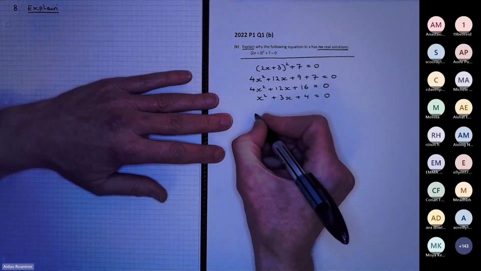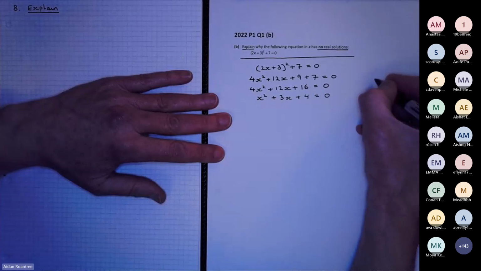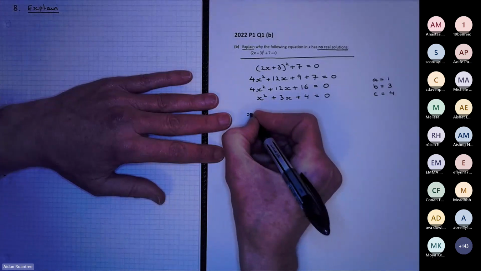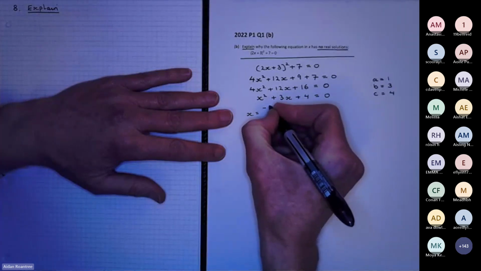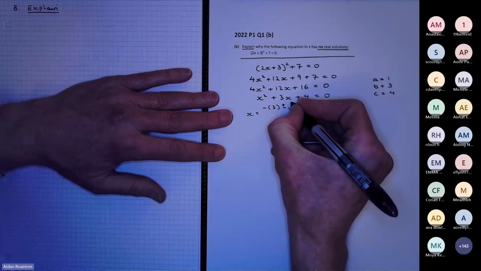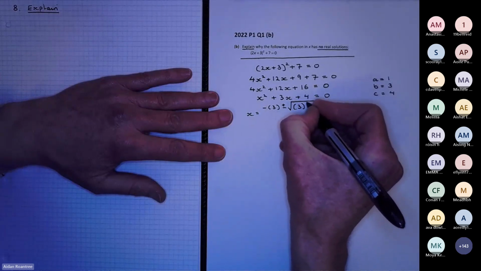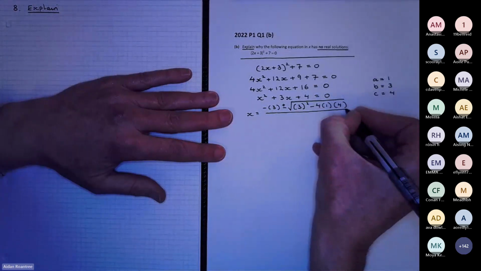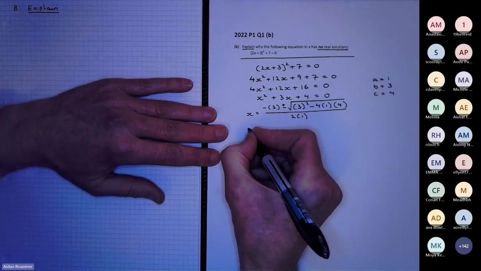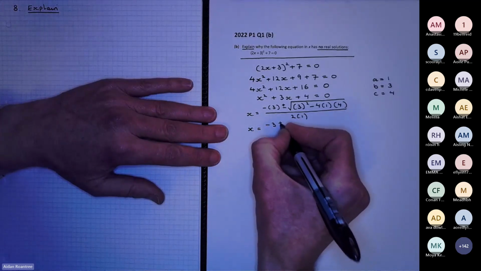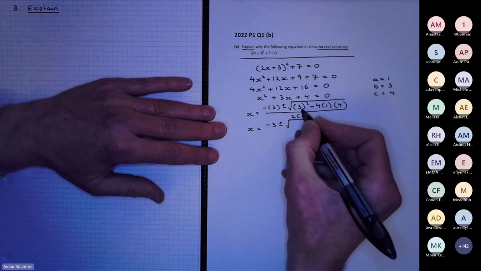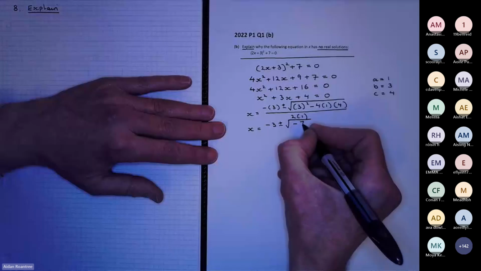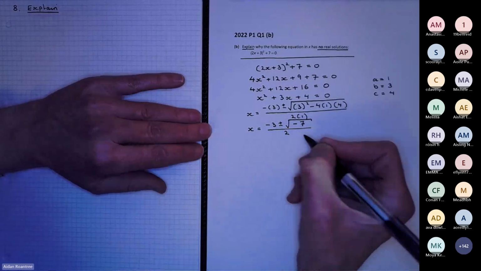Now what I can do with that is start to use the minus b formula. For this, a is 1, b is 3, and c is 4. Therefore, x is equal to minus b, which is minus 3, plus or minus the square root of b squared, 3 squared, minus 4 by 1 by c, which is 4, all over 2a, which is 2 times 1. That gives us x is equal to minus 3 plus or minus the square root of 3 squared, which is 9, minus 4 by 1 by 4, which is minus 16. 9 minus 16 is minus 7, all over 2 times 1, which is 2.